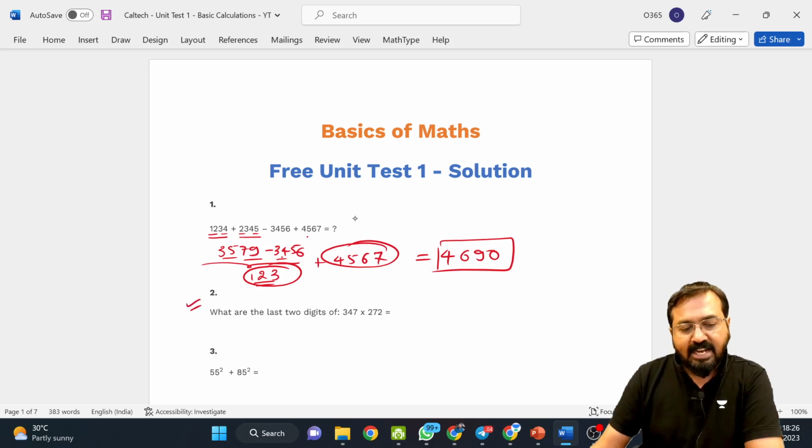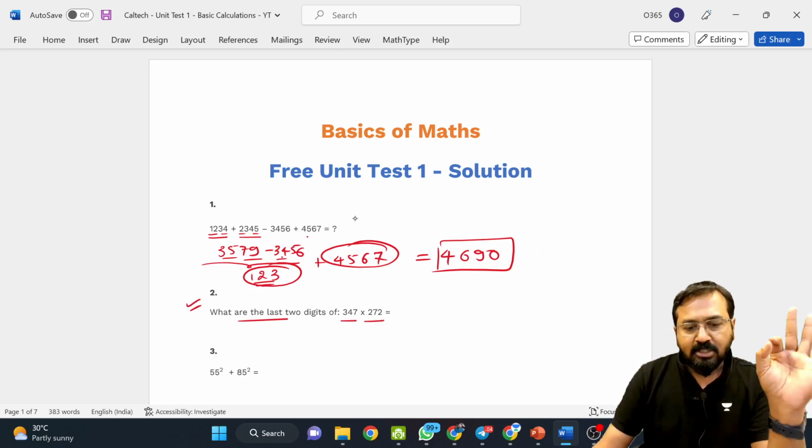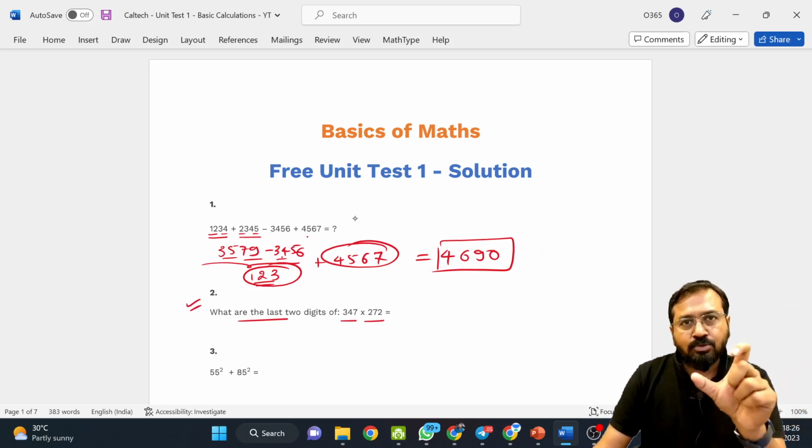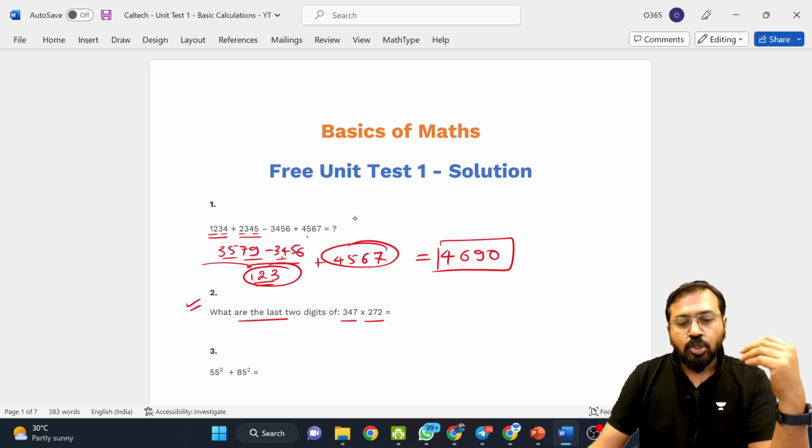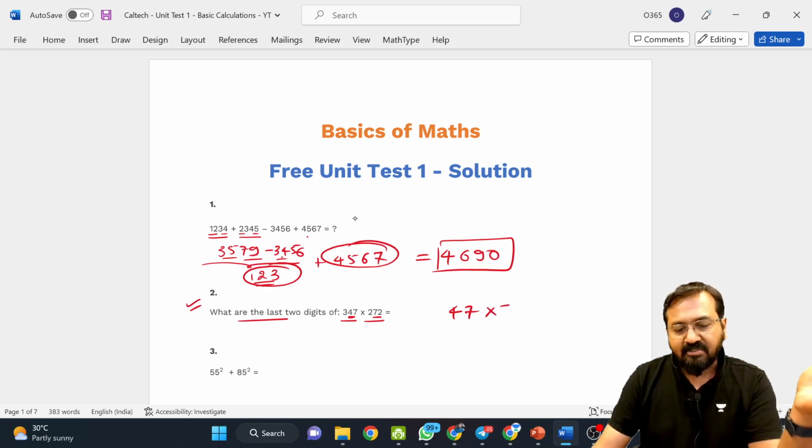Now let's look at the second question. What are the last two digits of 347 into 272? You need to remember this rule: whenever you want to find the last two digits of any multiplication or addition, you need to look at just the last two digits of the numbers. So we need to find the last two digits of this multiplication, 47 into 72.